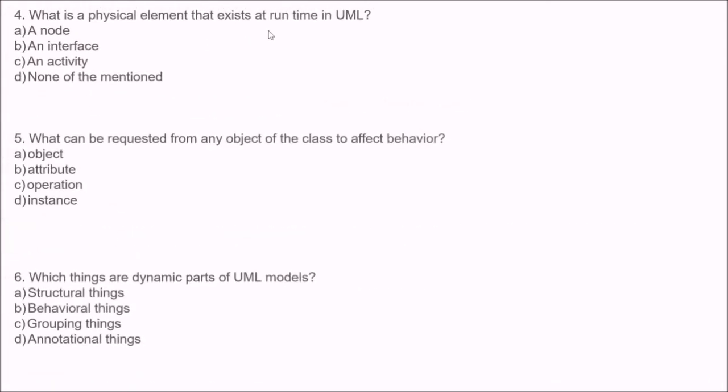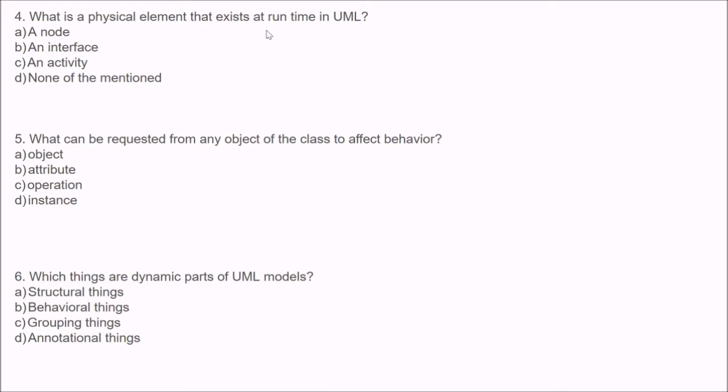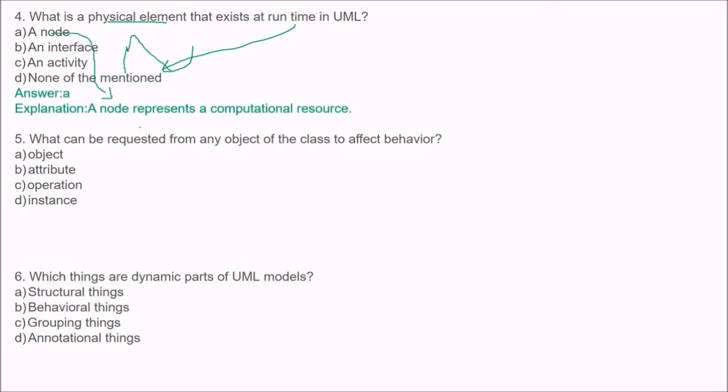Next is, what is a physical element that exists at runtime in UML? These are 4 options for you. The answer is a node. A node represents a computational resource. So this is a physical element that exists at runtime.